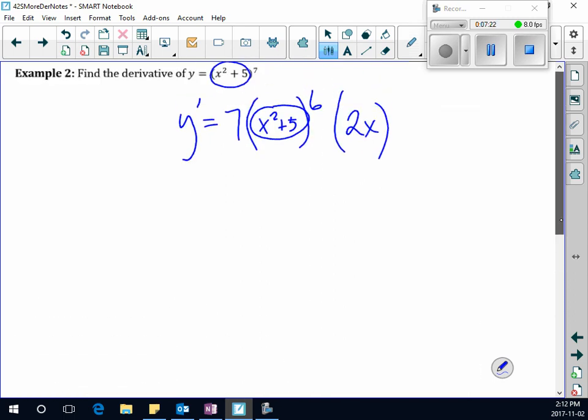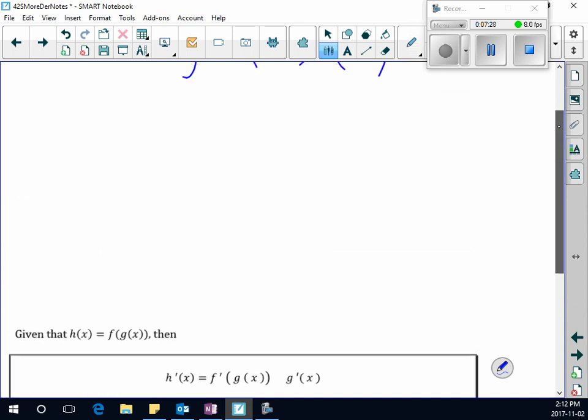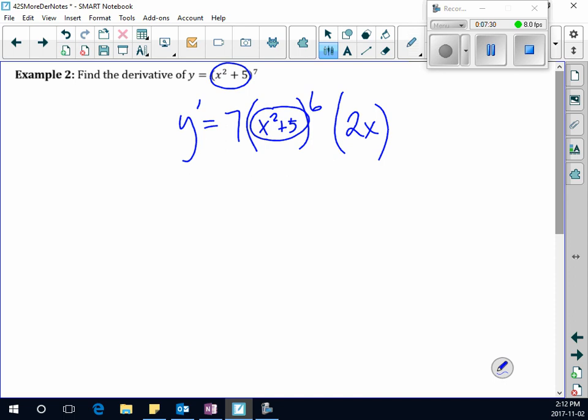Are we done? Okay. That's it. We don't have to simplify that. Well, I guess we could, but that would be just crazy. That's the derivative. The way you could simplify this, actually, it's a good question, I shouldn't say it. So we get 14x times (x squared plus 5) to the power 6. That's how I would simplify it. That would be the only thing you would do. You wouldn't multiply out the (x squared plus 5) to the power 6.